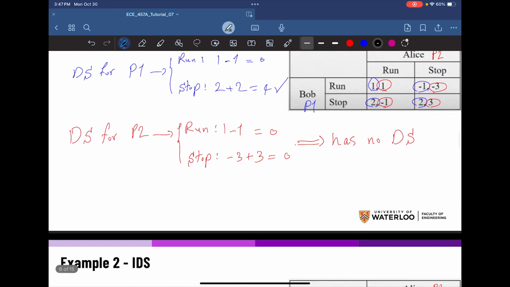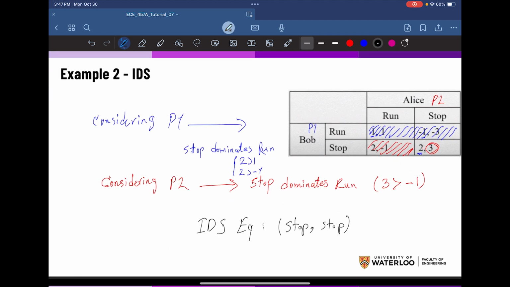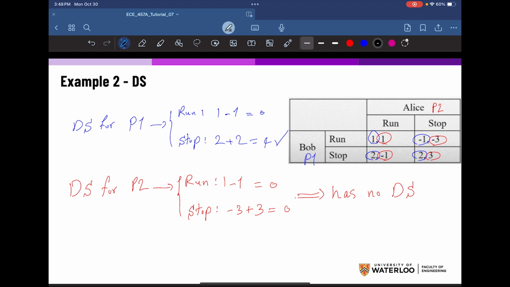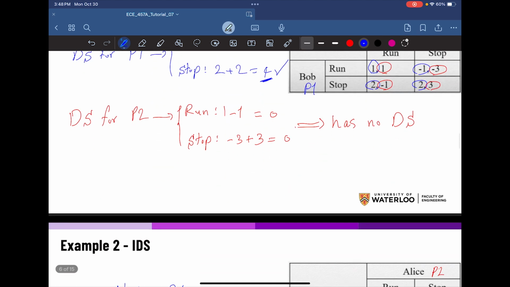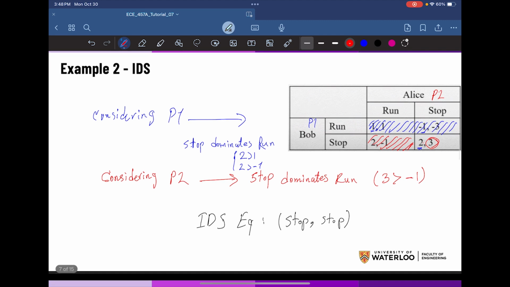So let's compare this one with that one. For player number 1, stop is the dominant strategy. As you can see here, stop is the dominant strategy for player number 1. But in this situation for player number 2, we could not find a dominant strategy. But using the IDS method, we could find that stop is also the dominant strategy for player number 2, resulting in this.